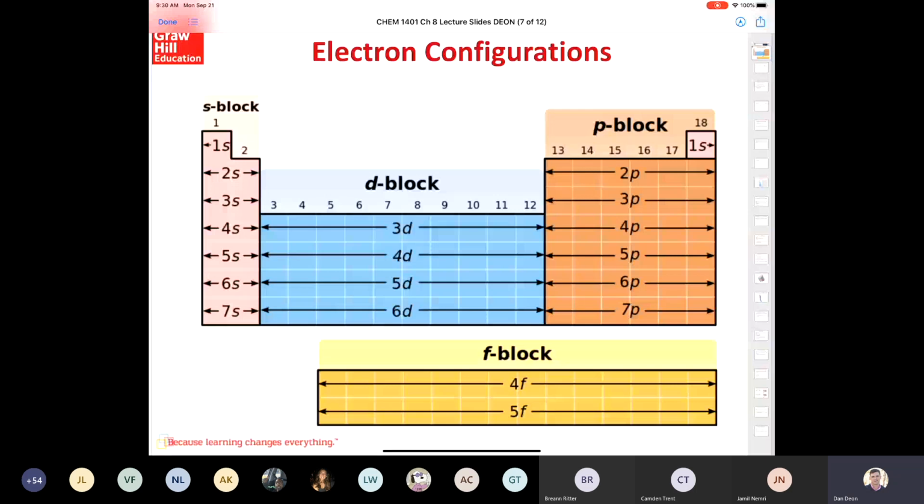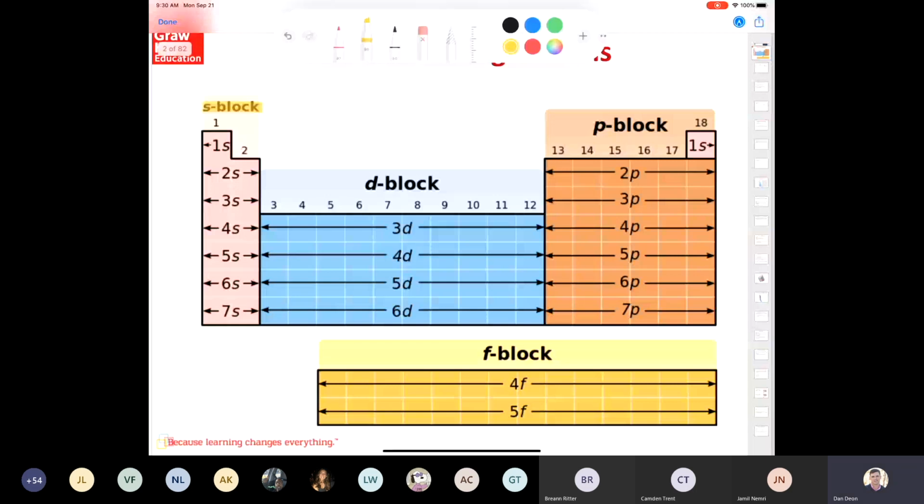What I need you to know is that the first two groups or families of the periodic table, groups 1A and 2A, we call the s block, and I want you to memorize this. Groups 3A to 8A, we call the p block. Where the transition metals are, we call the d block. And the block with the lanthanides and actinides, we call the f block.